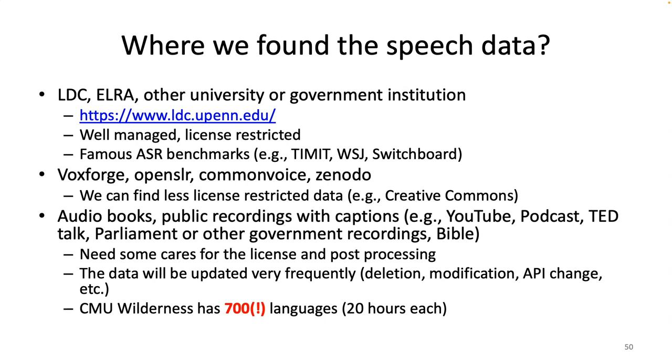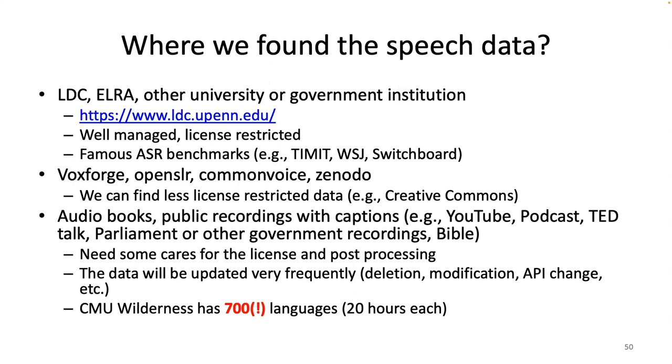In addition to that, we also have public recordings, possibly with captions. For example, YouTube, podcasts, TED Talks, Parliament, or other government recordings, which must have a transcription for data access reasons, laws and so on, and the Bible. You can find a lot of data, but with this data, we should be a bit careful about the license and so on.